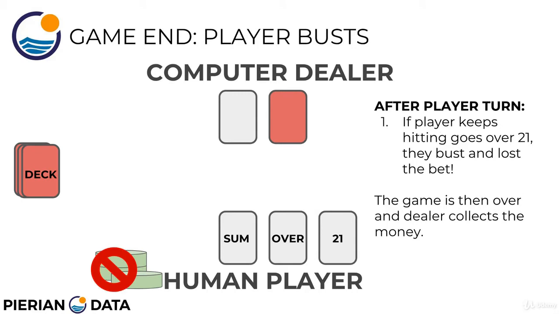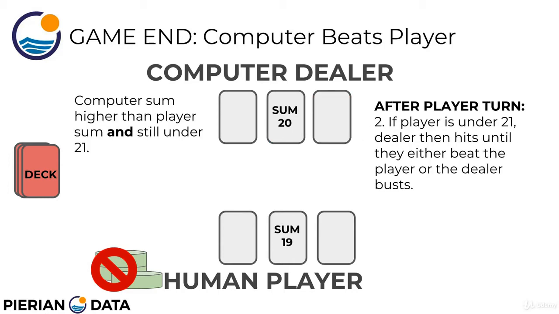So let's see possible ways that the game can end. First off, if the player keeps hitting before the computer even goes and they go over 21, then they bust and they lost their bet. The game is then over and the dealer collects the money. So that's one way that the game can end, which is the player busting. And this is before the computer dealer even has to go. The second way the game can end is if the computer beats the dealer.